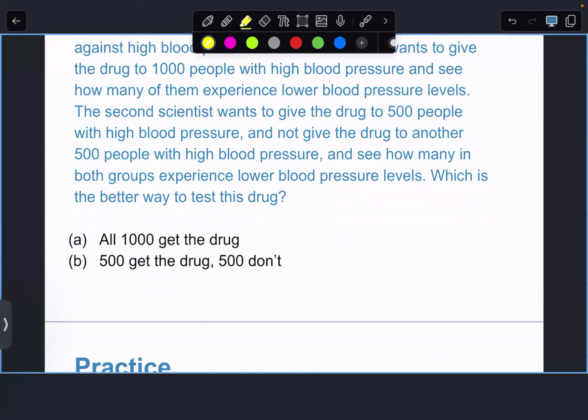It's always better to have a control group, right? And so then you can compare and see the blood pressures of those who get the drug, and then compare it to the blood pressures of those who don't.